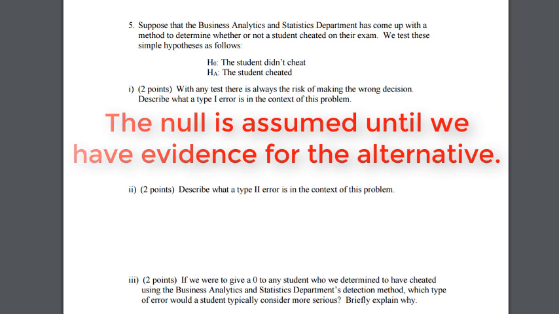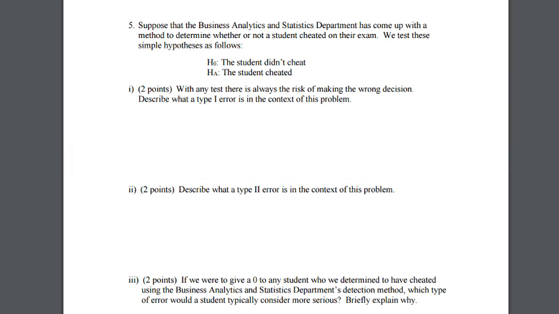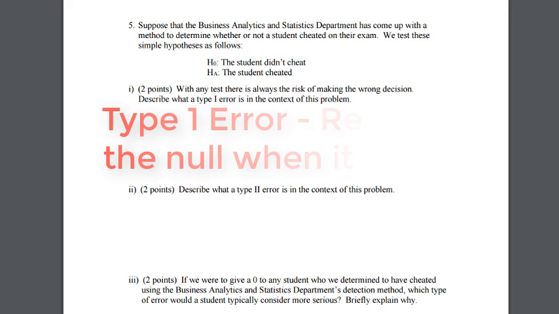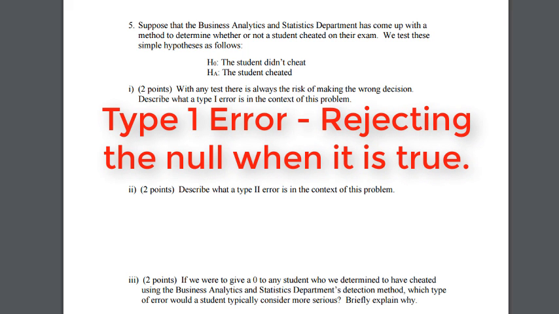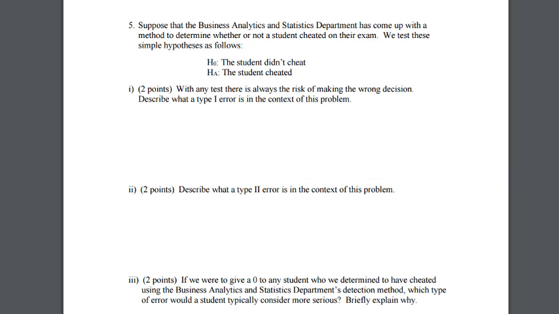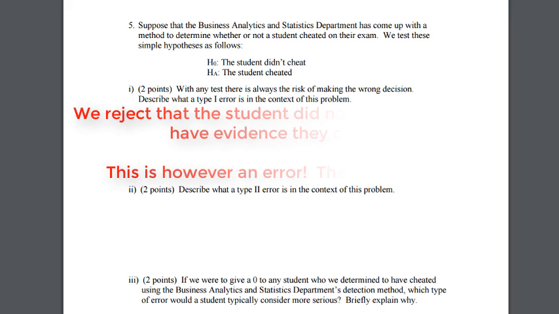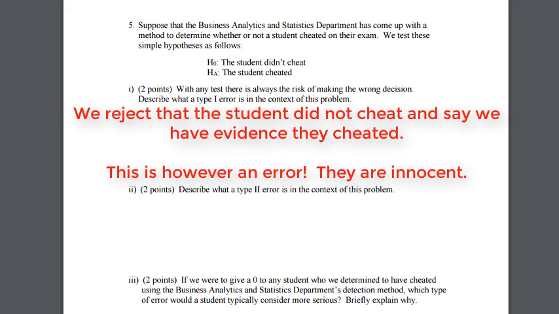So what would a type 1 error be? A type 1 error is specifically rejecting a true null. So a type 1 error is rejecting the null when it is true. And since we've rejected the null when it's true, we have made a mistake. So what does that mean in this context? The student did not cheat. The null was true, and we rejected it. We said we have evidence that the student has cheated.